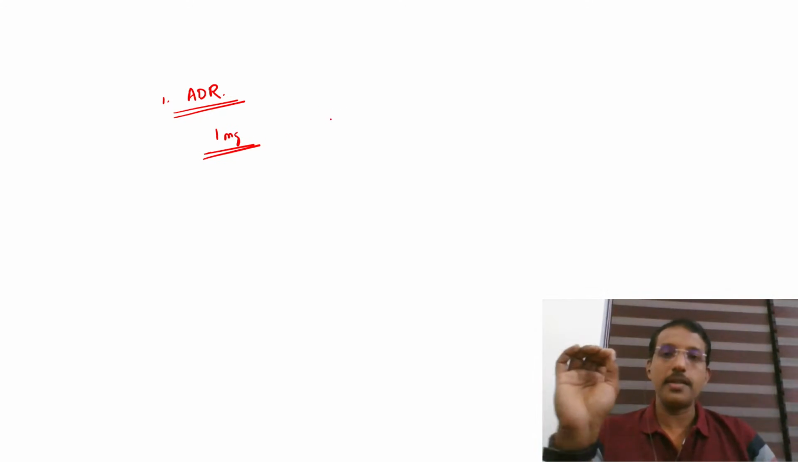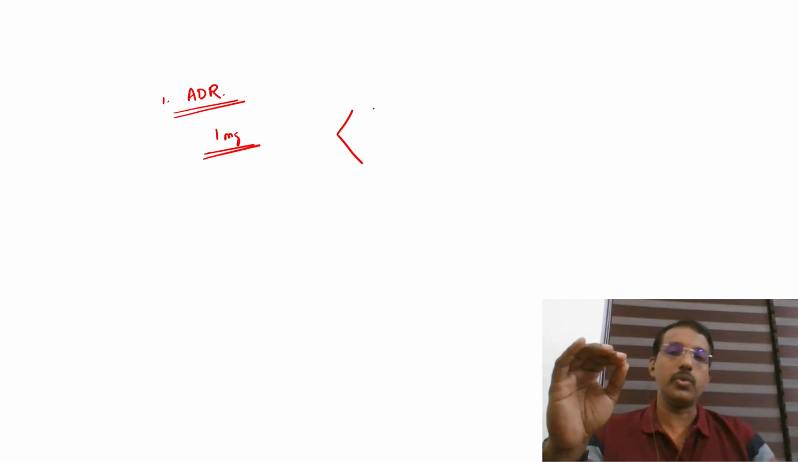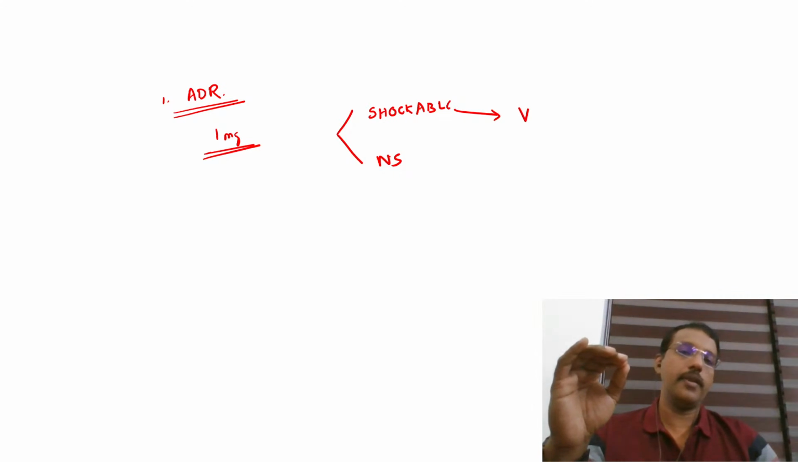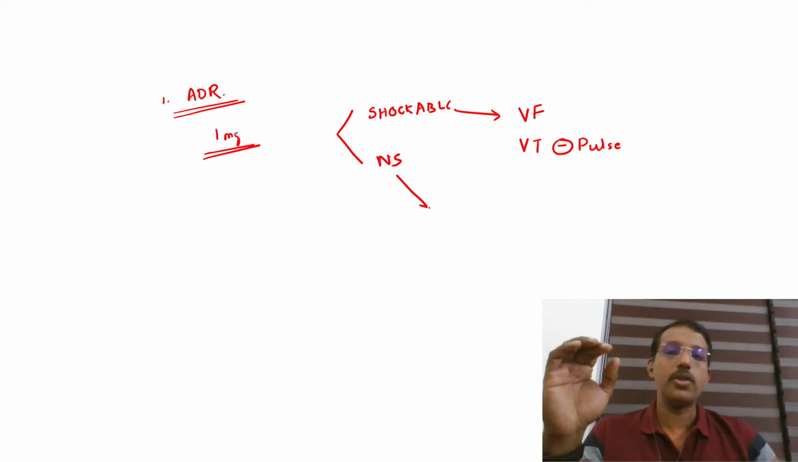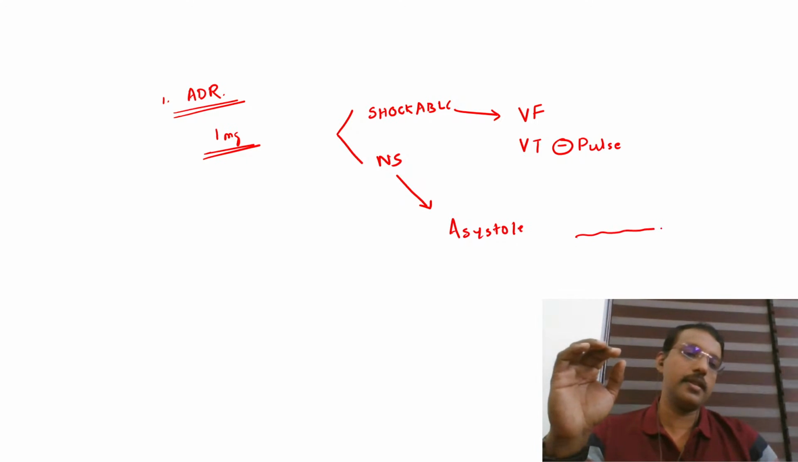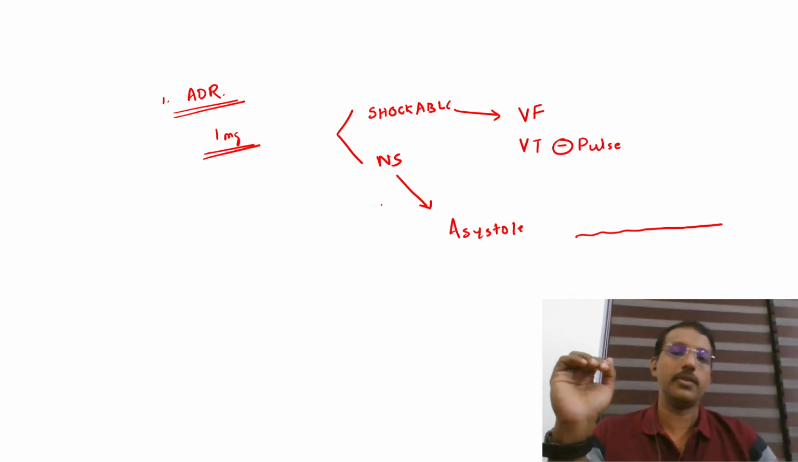And the newer concept is, whenever you come and apply the paddle, you can diagnose the rhythm into two. One is called shockable rhythm and non-shockable rhythm. What are the shockable rhythms? Ventricular fibrillation or ventricular tachycardia without a pulse. These are the two shockable rhythms. Ventricular tachycardia without pulse and ventricular fibrillation. Very common question. Non-shockable rhythm is asystole. Asystole means the patient has just a straight line on the ECG. That's all. Asystole.